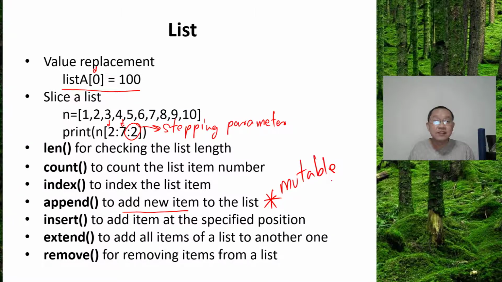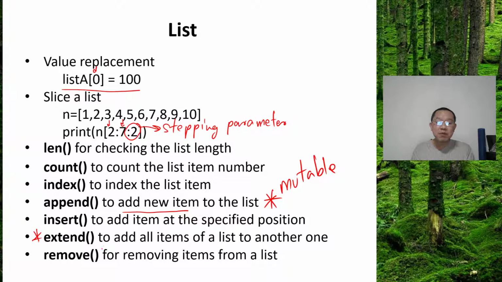So it means the list items can be changed. We use the append function. We can also insert a particular item at a specific position with the insert function. We can also extend the list, extend one list by adding all items of another list to this one, to the first one. So this is also very useful when you want to combine 2 lists together.